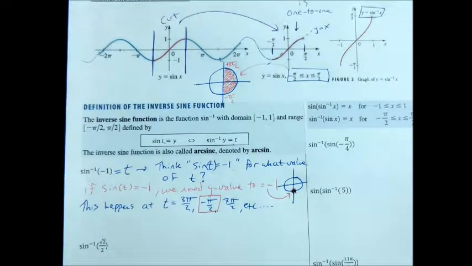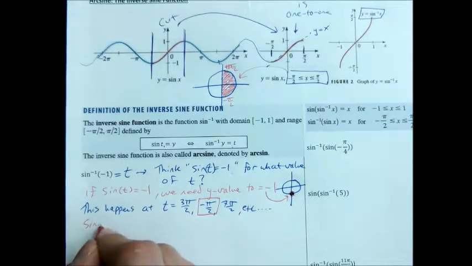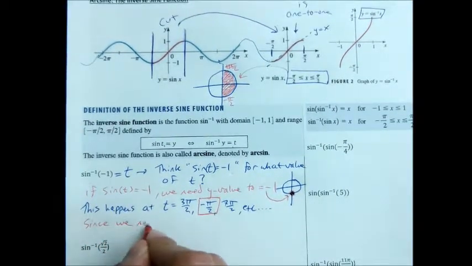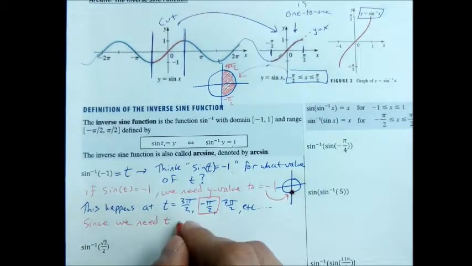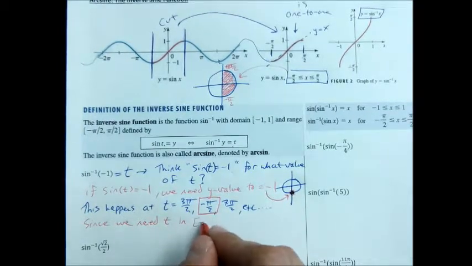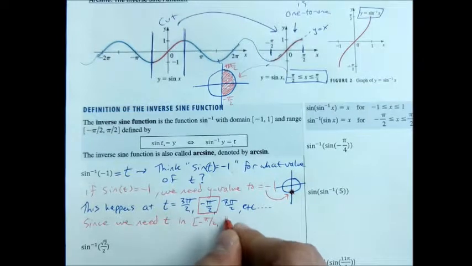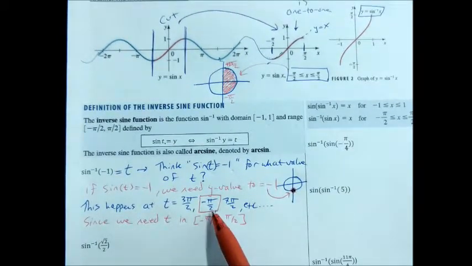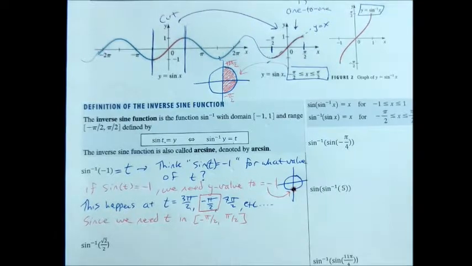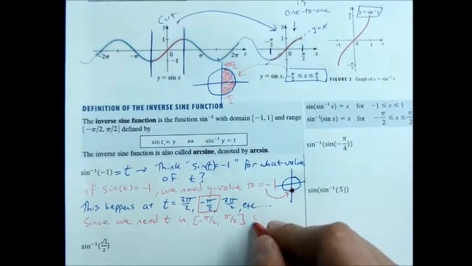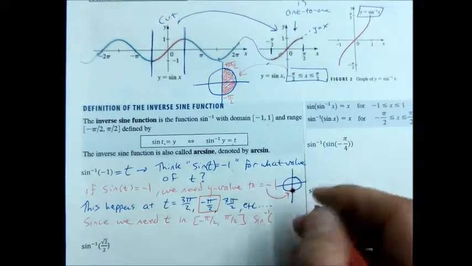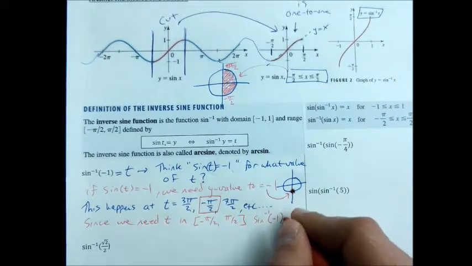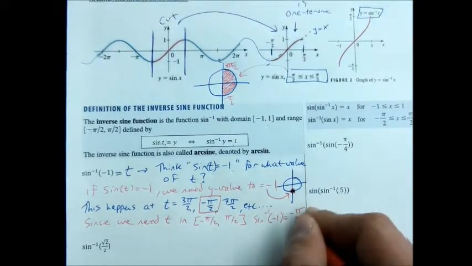Right? So let me write that down. Since we need t to be between minus pi over 2 and pi over 2, we choose the one I circled, the minus pi over 2 one, because that's the only one that's in that interval. And so the inverse sine of -1 is minus pi over 2.